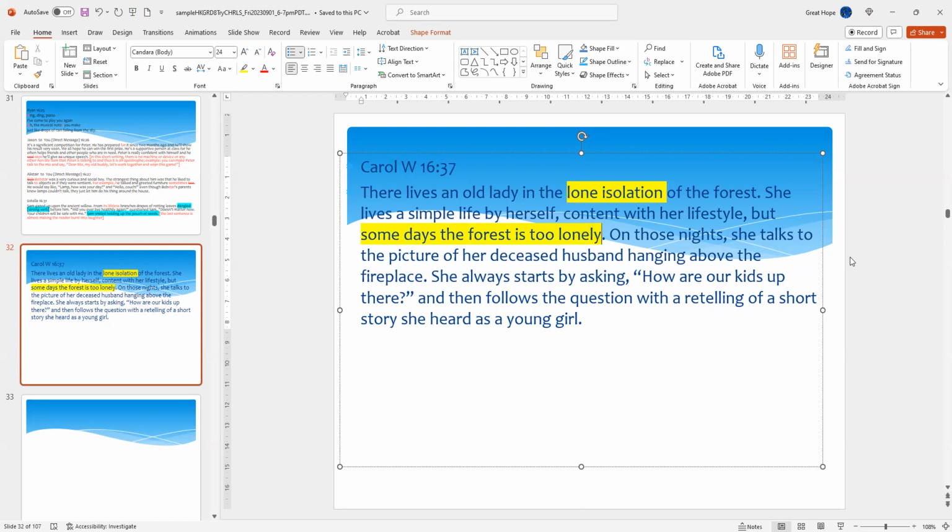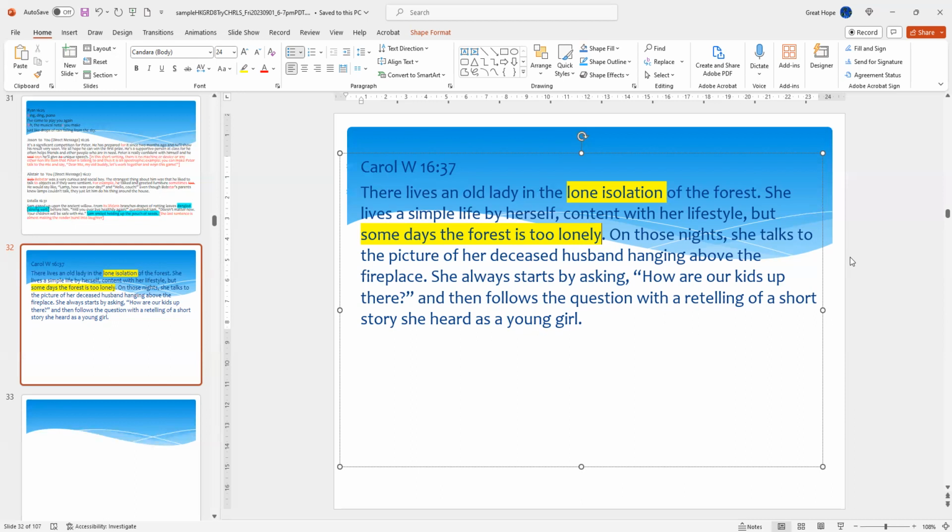So hanging above the fireplace, that's very wonderful. And especially the picture above the fireplace. It's really amazing. She always starts by asking, how are our kids up there? Oh, that's very sad. You know, she is living longer than their kids. That's how you want it, right, Carol? Yeah. That's how you design it. So that's like a story, you know. So the mother living longer than even the kids. That's something. All right, amazing writing stuff.